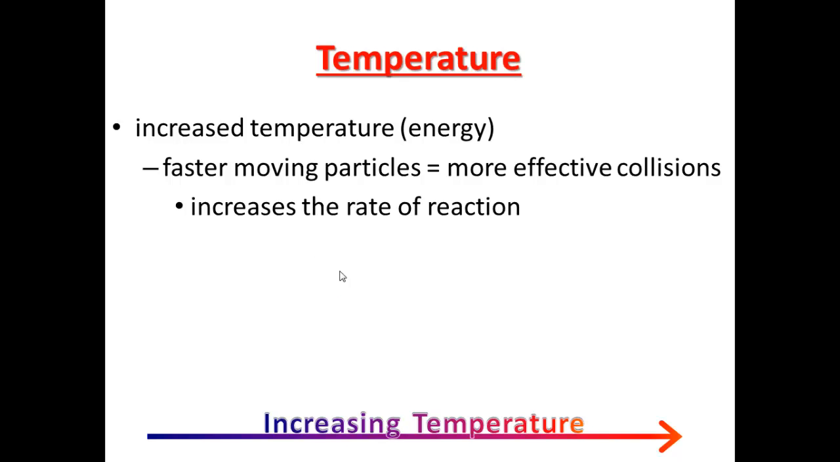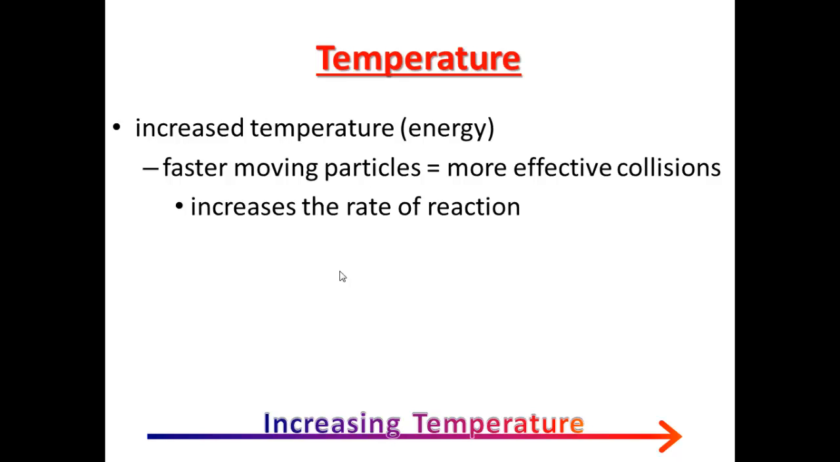The next one is increasing the temperature. Now remember, temperature is talking about the average kinetic energy. So if we increase the temperature, we're going to be increasing the kinetic energy. Well, if we're increasing the kinetic energy, particles are going to be moving faster, so there's going to be more effective collisions. Or in other words, there's going to be more collisions that have enough energy in order to react.